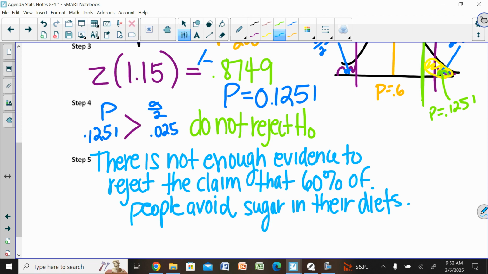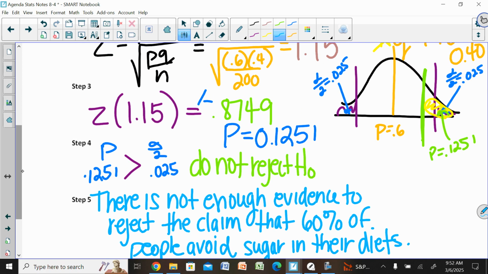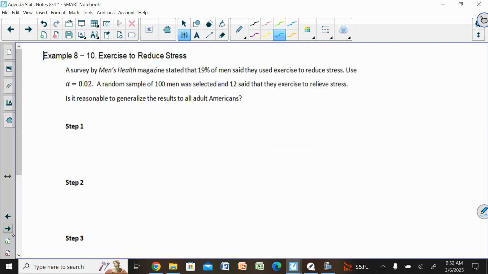And I wanted to make sure we did a two-tailed test, to remind you we still do alpha over 2 to compare to our p-value. Let's talk about a survey by Men's Health magazine that stated that 19% of men said they use exercise to reduce stress. Use alpha equals 0.02. A random sample of 100 men was selected, and 12 say that they exercise to reduce stress. Is it reasonable to generalize the results to all adult Americans?